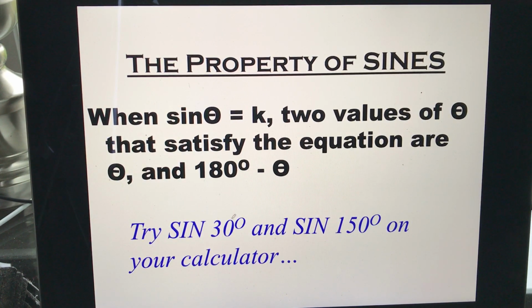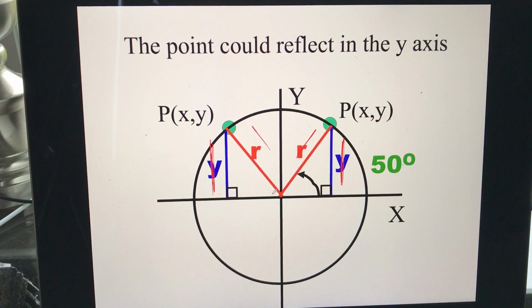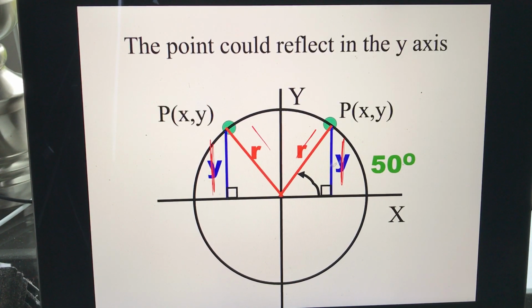So for example, on your calculator, try the sine of 30 and try the sine of 150. You're going to get the exact same value, the exact same ratio, because these two triangles exist. There's the 50 degree one here, and there's the 130 one, the bigger one there. Because sine uses y over r, opposite over hypotenuse, there's this y over r, or there's this y over r. There's actually two triangles.